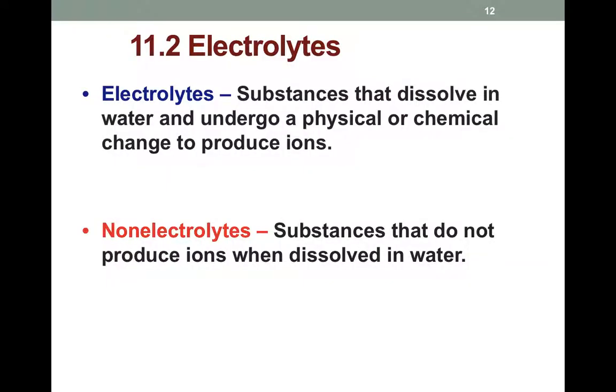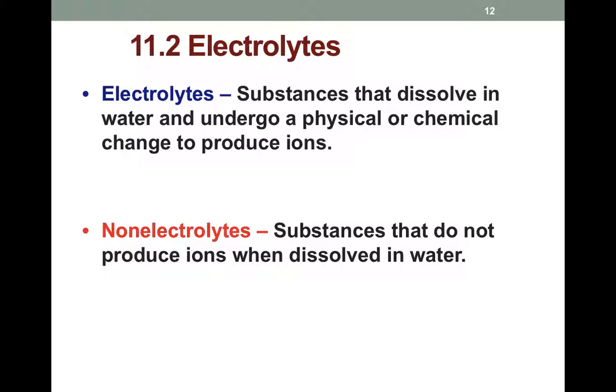Okay, guys, let's go back to chapter 11. This is section 2, and we're talking about electrolytes. And what are electrolytes? Well, in a solution, typically water, we need something to be able to move through the solvent, and it needs to be charged to be an electrolyte. So, substances that dissolve in water and undergo a physical or chemical change to produce ions.